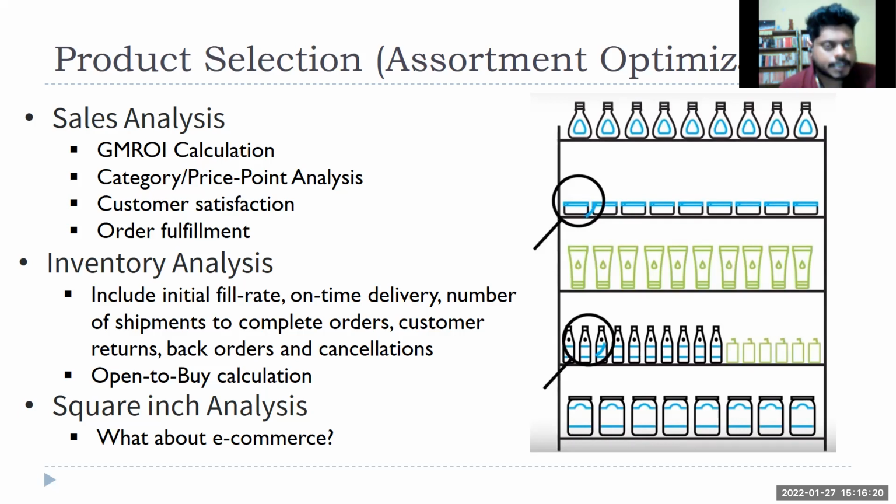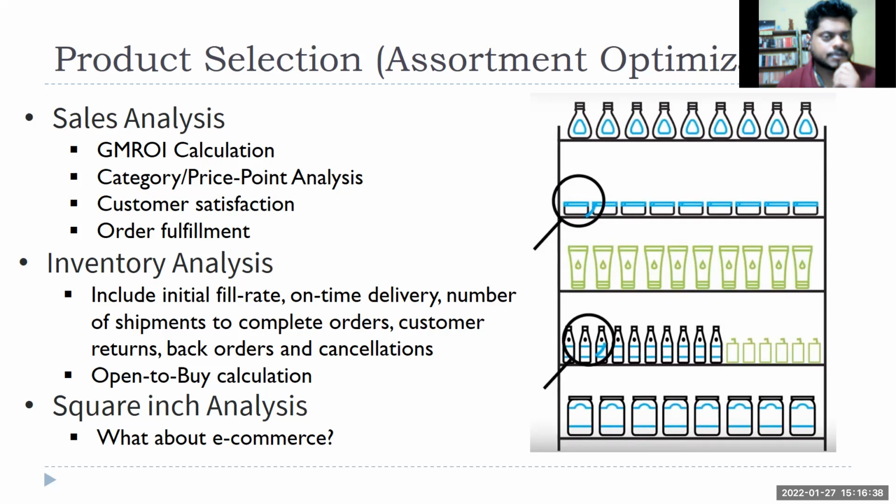On-time delivery, again, that is about shipment: whatever the contract or purchase order says, whether they are able to deliver within that time or not. Then the number of shipments to complete orders. Initial fill rate is 80, but to deliver the next 20 jeans, they took another 4 shipments. That itself is bad, right?